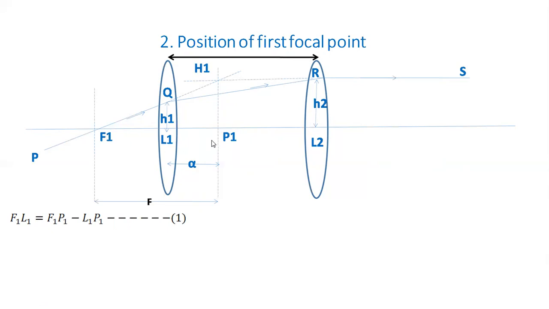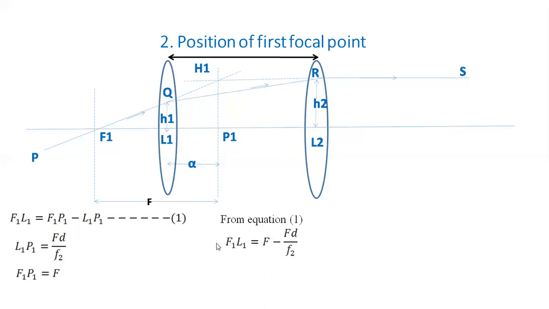F1 L1 is equal to F1 P1 minus L1 P1. In the previous derivation also, we have taken F1 L1 as F1 P1 minus L1 P1. That is equation 1. Here, the value of L1 P1 I already told you: it is F into d divided by F2. So this we have derived in the previous slide. That is, L1 P1 is equal to alpha, that is F d divided by F2. And F1 P1 we know, the distance F1 P1 is equivalent to the focal length F, from equation 1. You have to substitute the values of F1 P1 and L1 P1 in equation number 1.